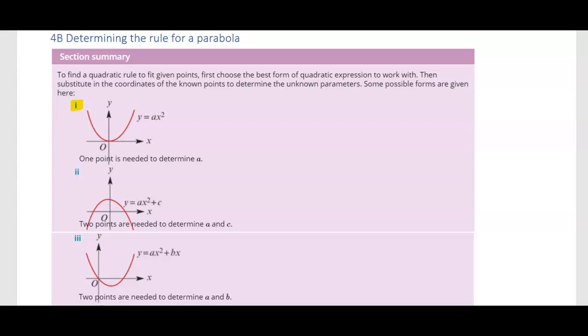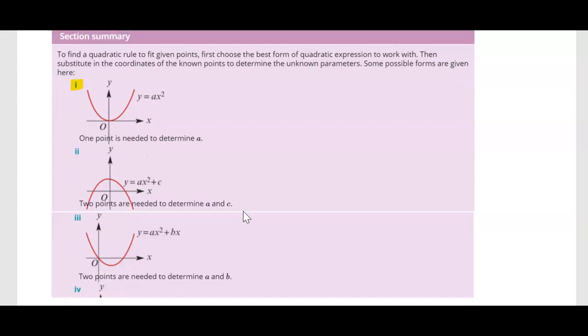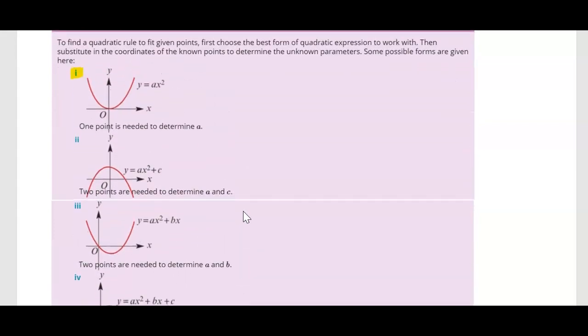So when we're looking at different types of quadratics, obviously you can have different types of equations. There are a few examples here, I think there's 4. But basically, all you need to get a quadratic equation or the rule for a parabola is a series of points. And the number of points you need depends on how many times your parabola crosses the x-axis. So if we look at the graph of part 1, we're just sitting on the x-axis, so that means we can just substitute in 1 point.